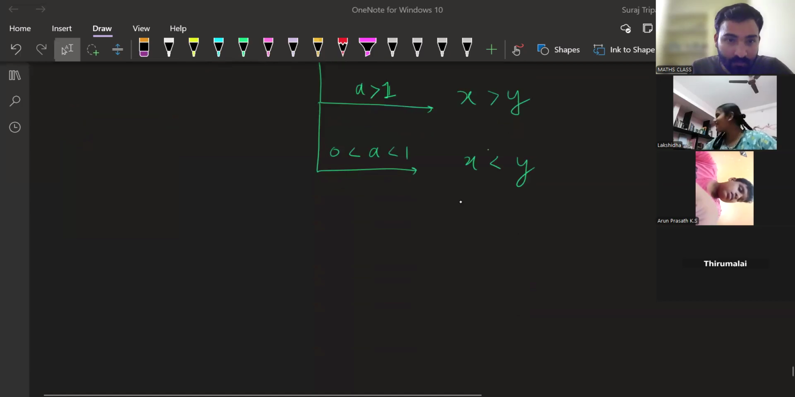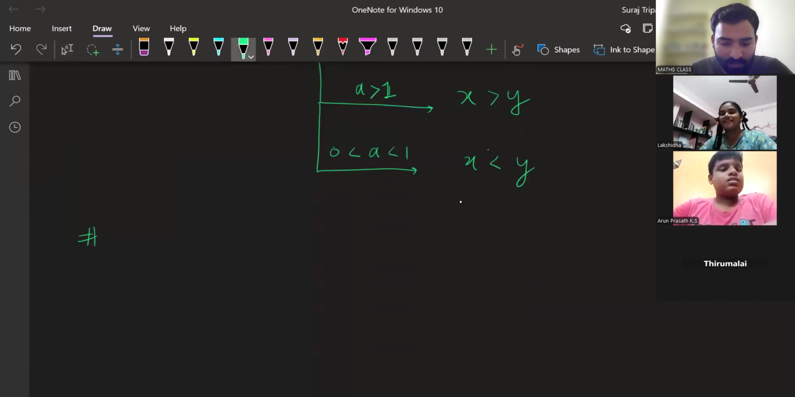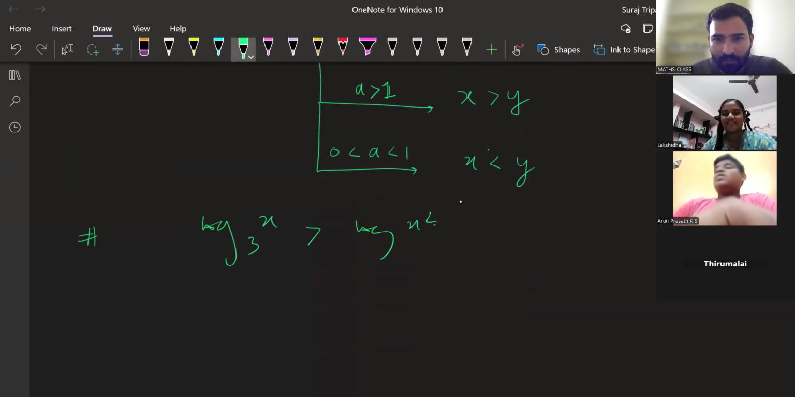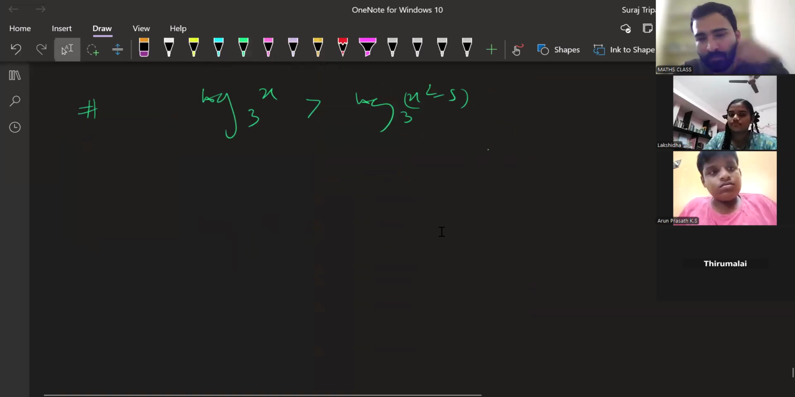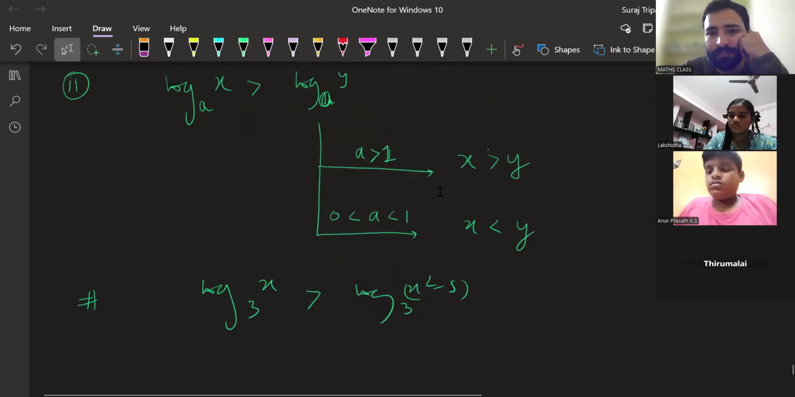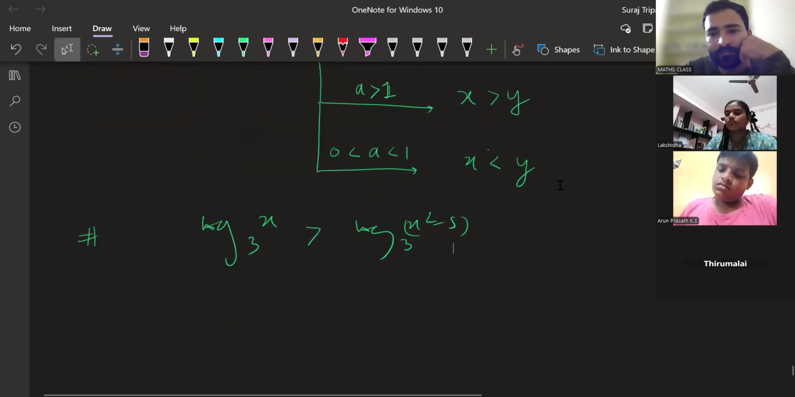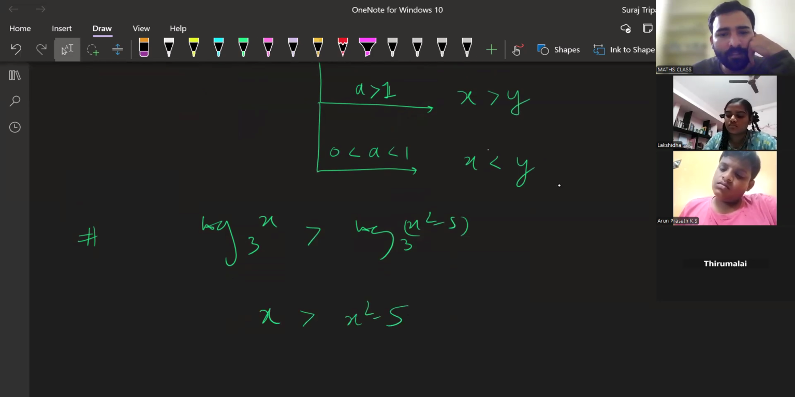Next, let's solve an example, okay? Just quickly, taking one example: log of x to the base 3 greater than log of x square minus 5 to the base 3. Solve this inequality. How are you going to solve this? This is very simple. As you can see, there will be no case because the base is greater than 1. So according to the first case, you can just put the argument of the first log greater than the argument of the second log. That means x is greater than x square minus 5. Just solve this inequality.